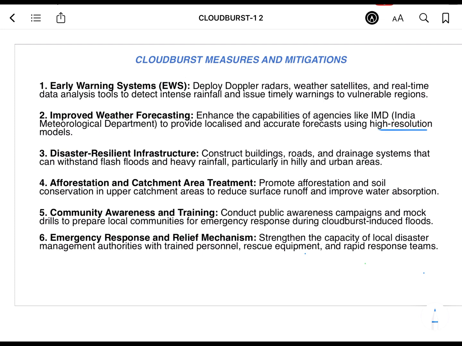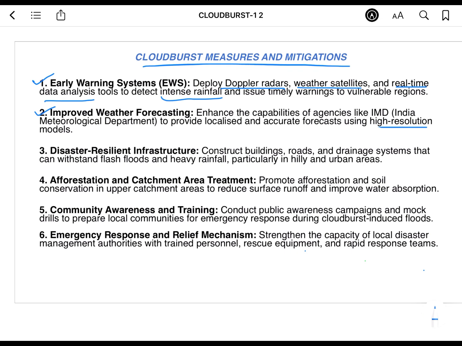Now we will see the cloudburst measures and mitigations. For that, an early warning system needs to be in place. We have to deploy Doppler radars, as deployed in Mukteshwar. We have to use satellite data and real-time data to analyze intense rainfall events. Then improved weather forecasting from the data collected from the early warning systems and satellites can tell us where in a particular area a cloudburst can happen. So accordingly, we can give community messaging, or a warning.